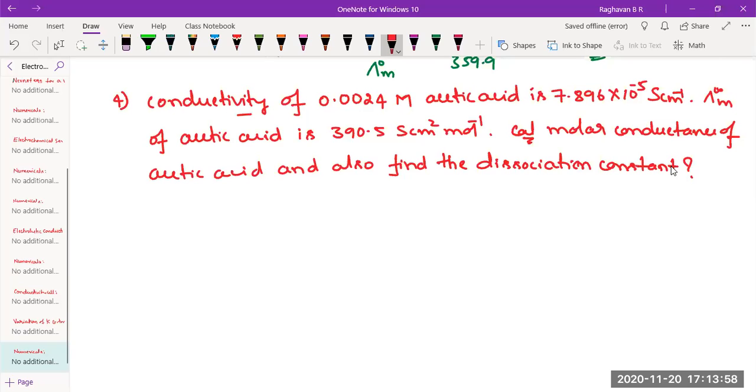Conductivity kappa has been given. Concentration is given. Lambda m infinity is given. So we need to find lambda m, correct? And then you need to find out the dissociation constant. Molar conductivity, how much? 32.76. Okay.